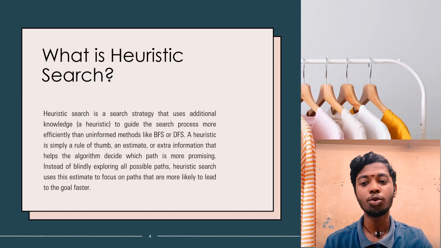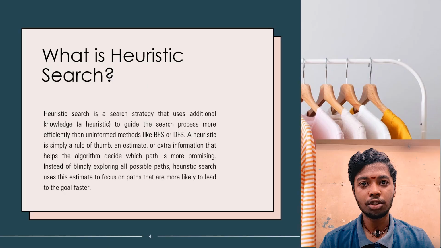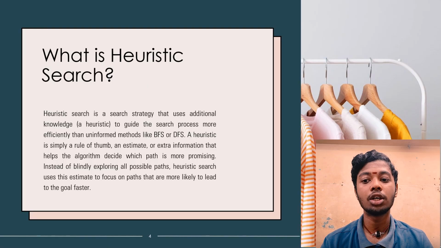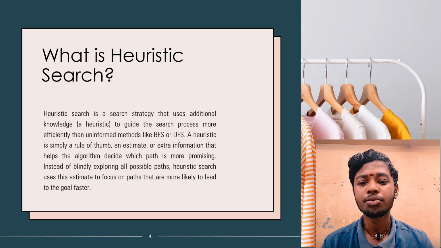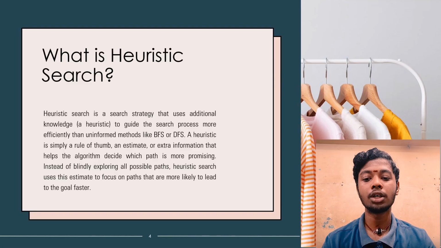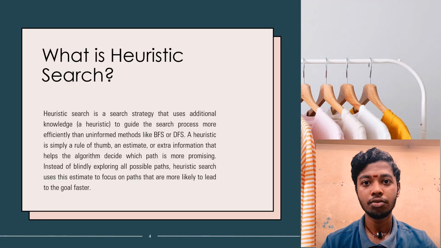So what is heuristic search? Heuristic search is a search strategy that uses additional knowledge, which is a heuristic, to guide the search process more efficiently than uninformed search algorithms like BFS or DFS. A heuristic is simply a rule of thumb, an estimate or extra information that helps the algorithm decide which path is more promising. Instead of blindly exploring all possible paths, heuristic search uses this estimate to focus on paths that are more likely to lead to the goal faster.